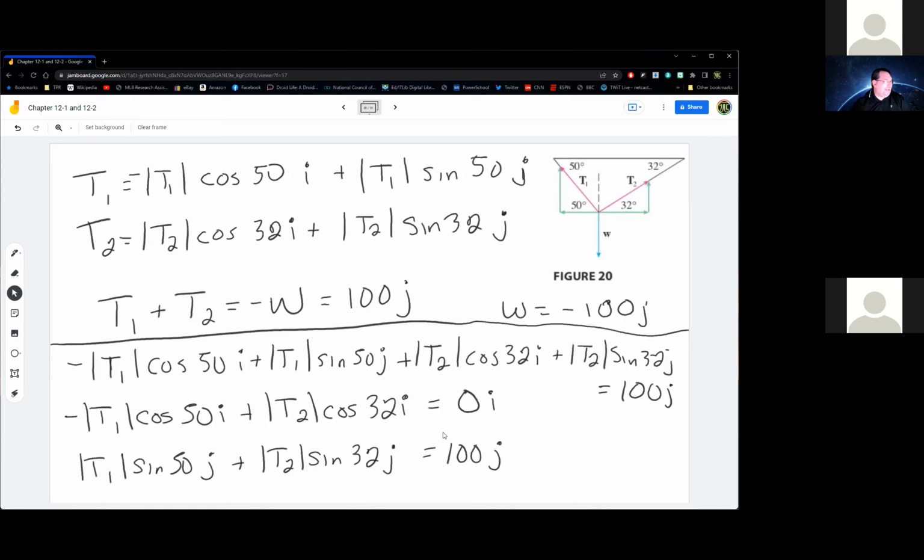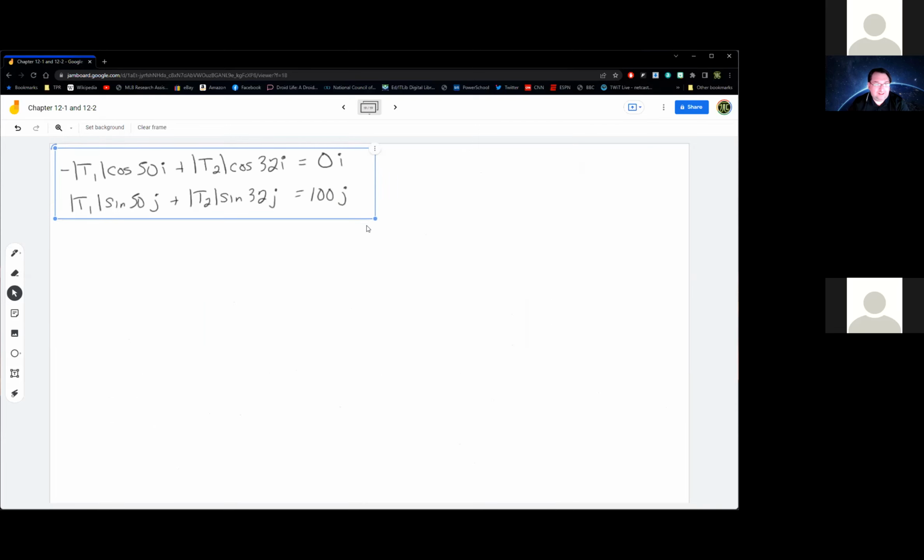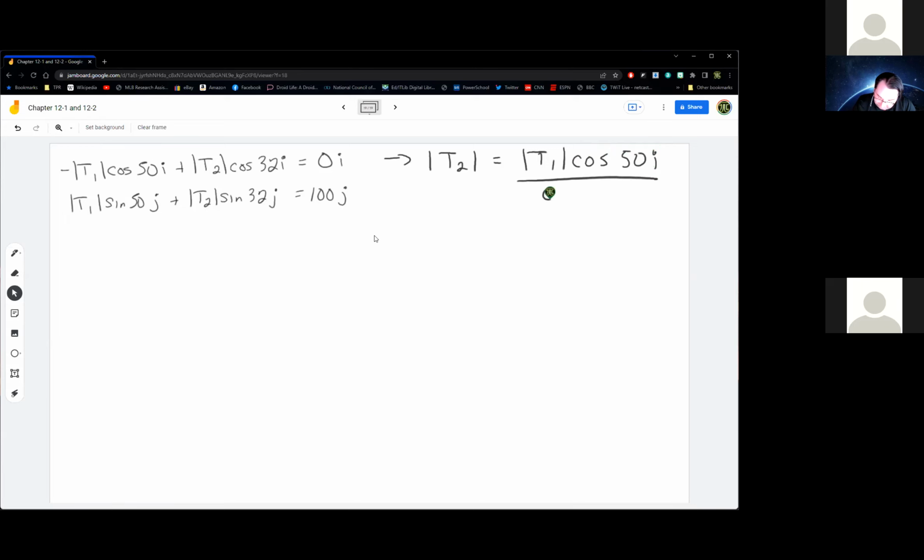All right, so we've got two equations. I can now do systems of equations. I don't feel like rewriting this again. I'm just going to copy it. All right, so we've got those two equations. I'm going to take this one and solve it for T2. So I can say the magnitude of T2 equals the magnitude of T1 cosine 50 I divided by cosine 32 I.